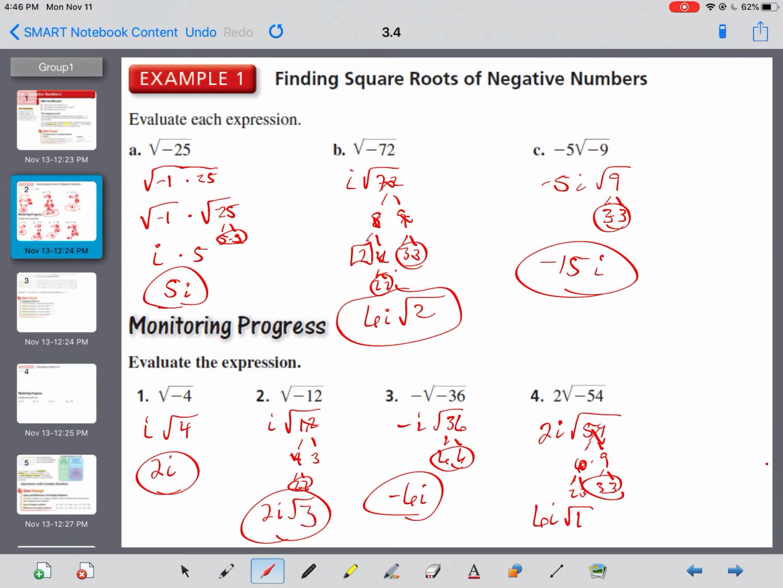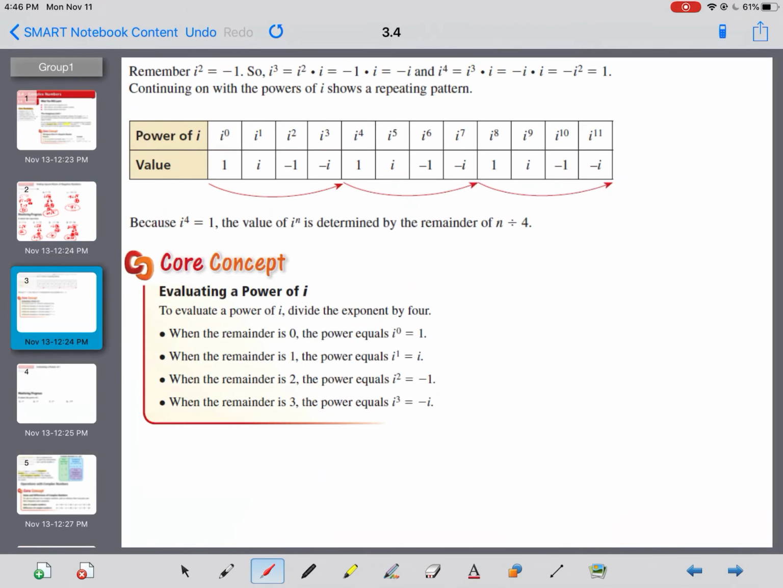So 6i, square root of the 6 stays with the 2 times 3 that are singles. So we got 6i square root of 6. That's all you got to do. That negative, just pop it out like an i, and that's all it takes. Now, i to an exponent.